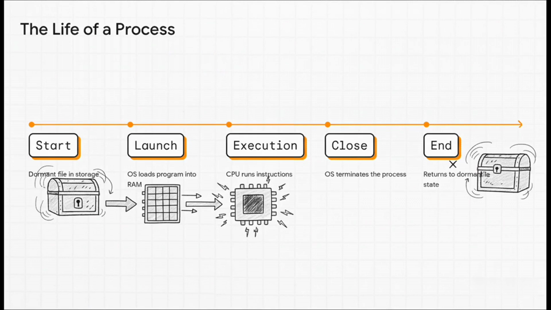So there you have it, the entire life of a process, from start to finish. It's dormant in storage. The OS awakens it. It becomes active in RAM. The CPU executes its commands. And finally, it's terminated. That's the cycle. Every single program you run, from a tiny calculator to a massive video game, follows this exact same journey.